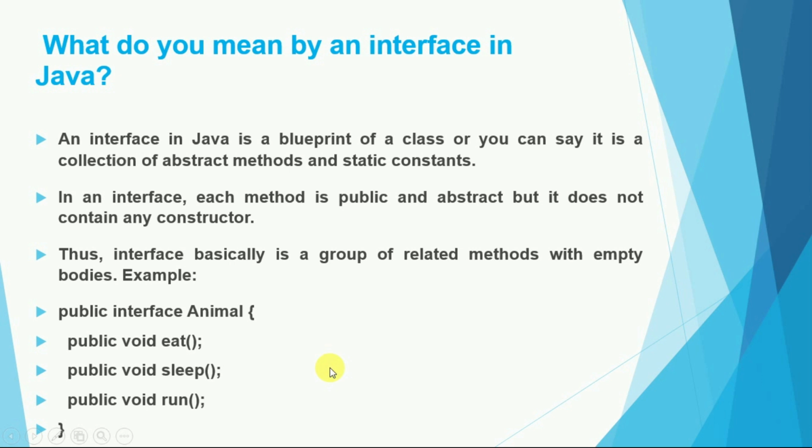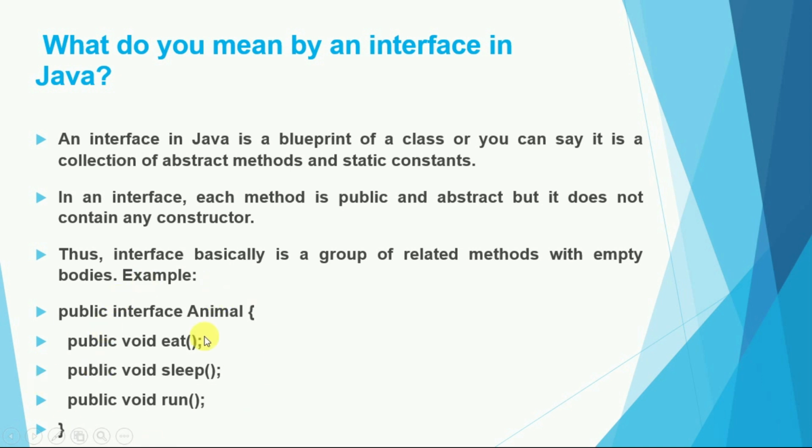So the first point is very important: an interface is a collection of abstract methods. We have different collections of methods in an interface and static constants, but in an interface, each method is public and abstract, but it does not contain any constructor. An interface is basically a group of related methods with empty bodies. This is an example of an interface. We have an interface named animal, and you can see this interface is of public type, and we have different methods, but all methods are empty. There is no body inside these methods. So this is an interface.